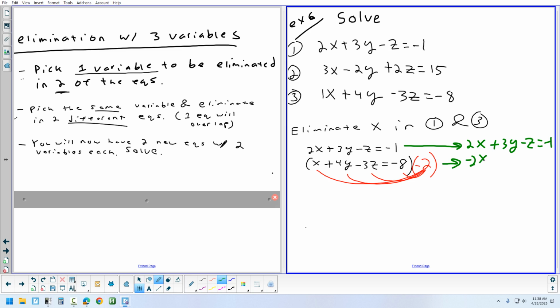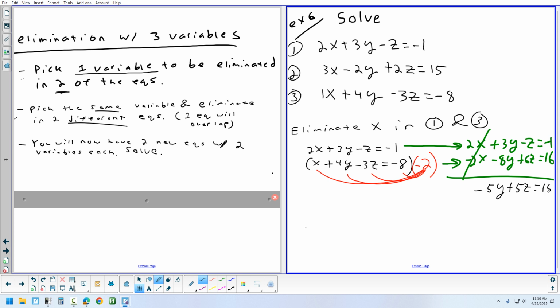-2x, 8y, plus 6z equals 16. Okay. And now, add them up, and that's going to give me one of my new equations. 2x minus 2x, that's gone. What about 3y minus 8y? Negative 5y. Negative 1z plus 6z, plus 5z. And negative 1 plus 16, 15.